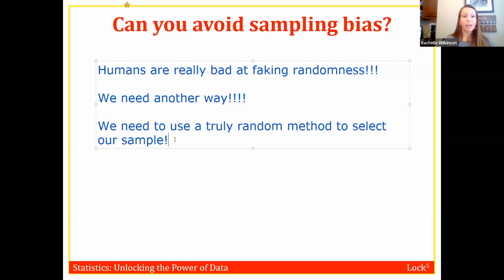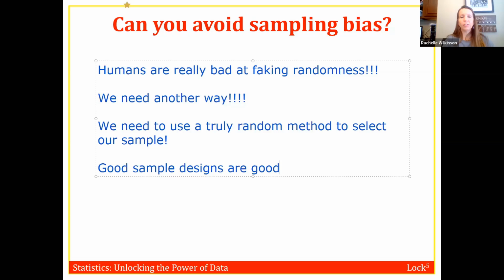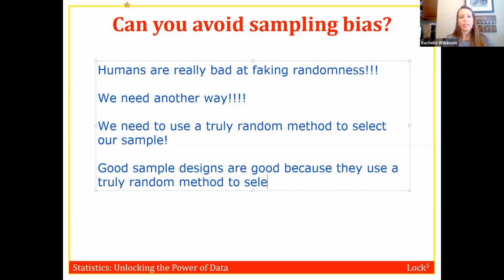All right, and we talked about sample designs before. We said bad sample designs are bad because they are biased in some way. Okay, good sample designs are good because they use a random method to select the sample. So good sample designs are good because they use a truly, I can't spell, truly random method to select the sample.